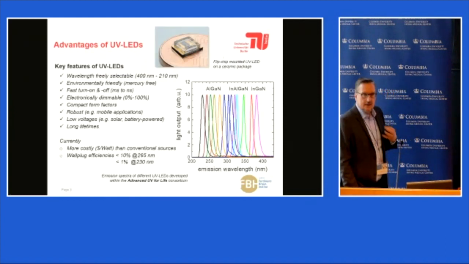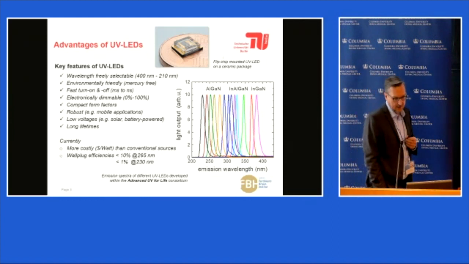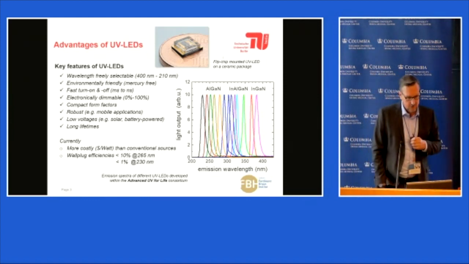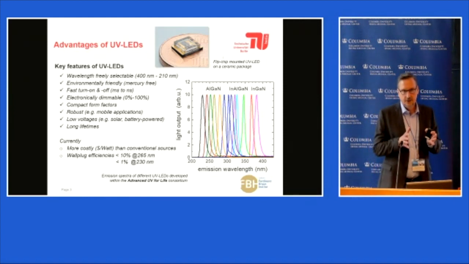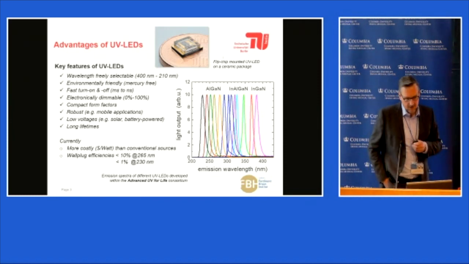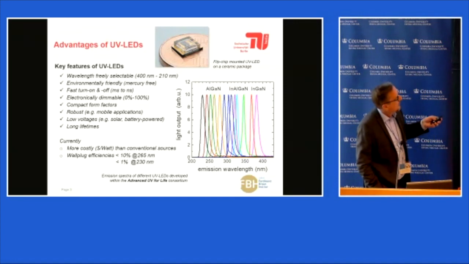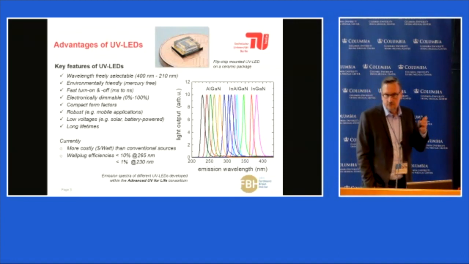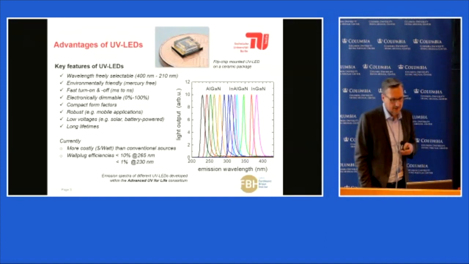So what are the special properties of UV LEDs? I've listed some of the key features here in this slide. Most of all, the wavelength is really selectable. So we can really tune the wavelength to fit exactly the ideal spectrum. And you can see LEDs that we've made within our consortium over the years, ranging roughly between 400 nanometer and the shortest this year, 217 nanometer.